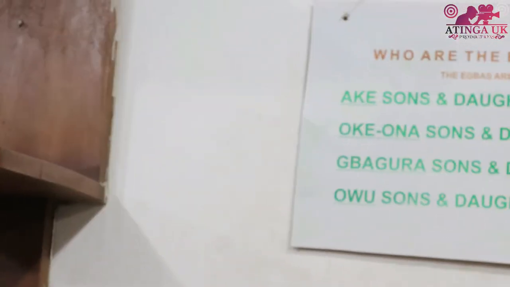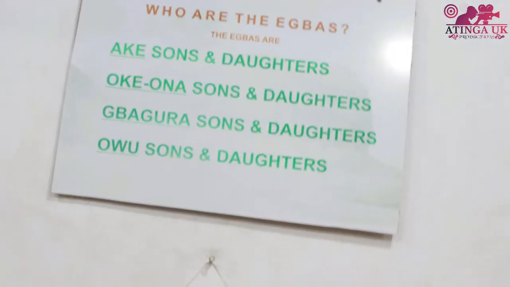And also from Oku, son and daughter, we have Chief Olishe Mobatuzo and Senator Bukula Musu. Right below here, this is the Egba anthem.